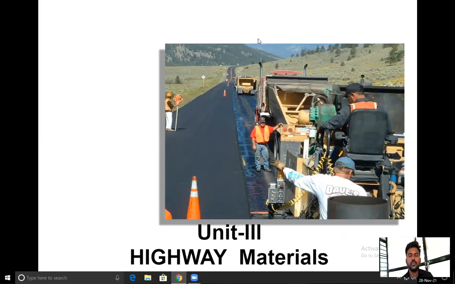Morning all. In the last lecture, we completed our second unit. Now we move forward with our new, that is, third unit. Its name is highway materials. This is a very important unit, especially if you are going to be a site engineer, so it is a very important unit for your information.